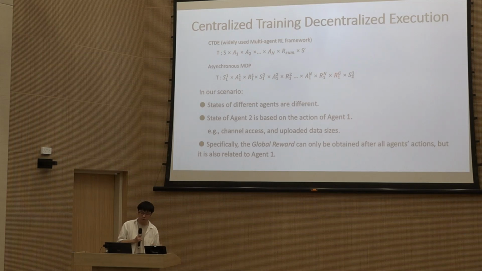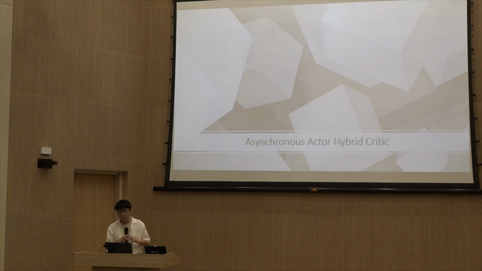But in our scenarios, the states of different agents are very different, their optimization variables are different, and their objectives are also different. The state of agent 2 is totally based on the action of agent 1, like we described in the previous slides. So here we point out the global reward, because some rewards can only be obtained after all agents have selected their actions. So for this kind of problem, we propose a novel structure.